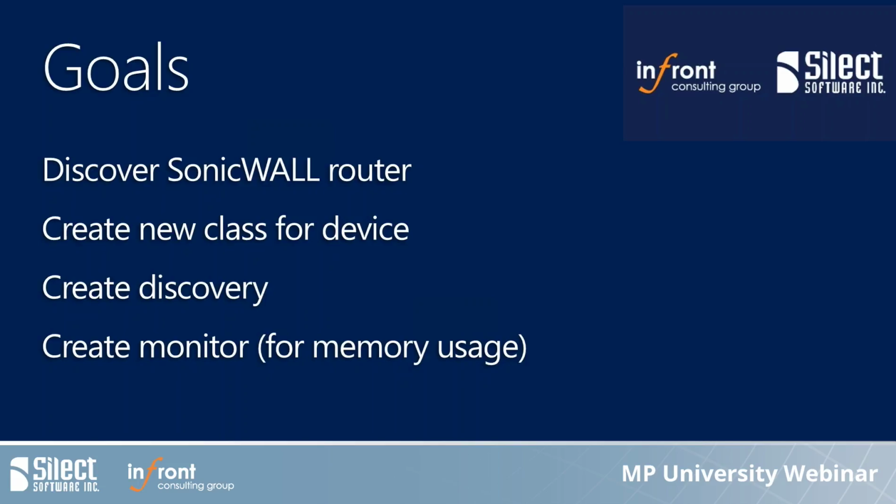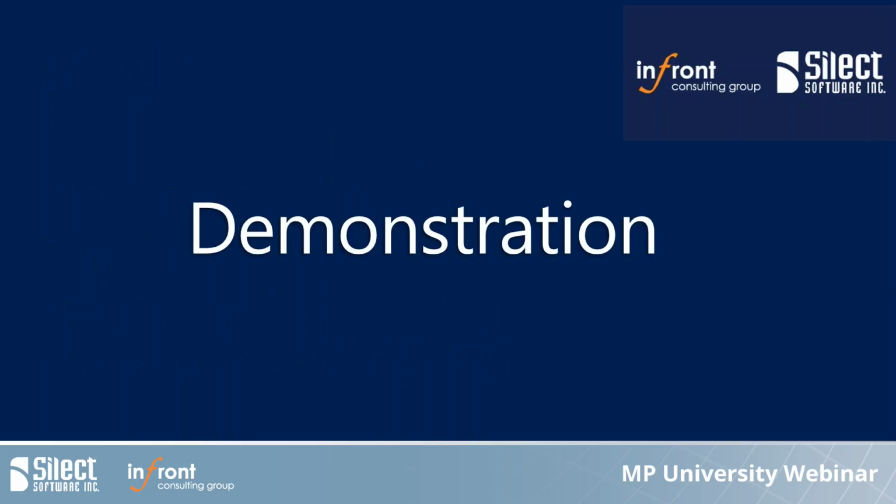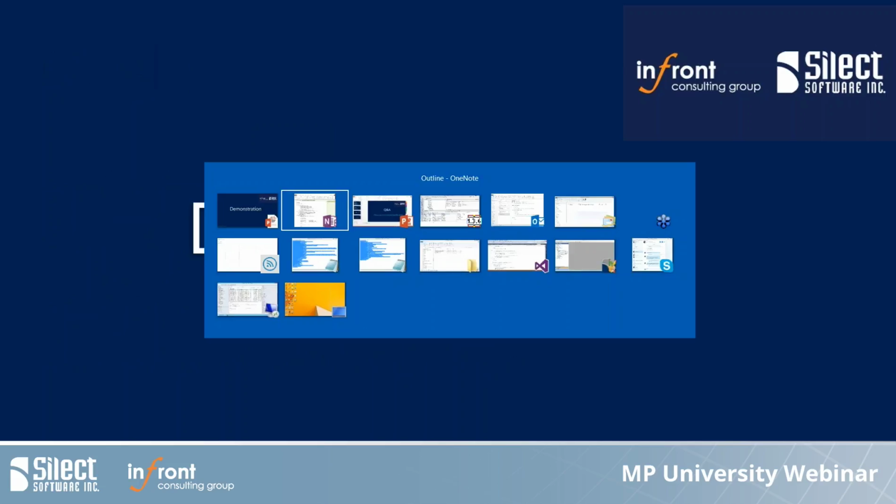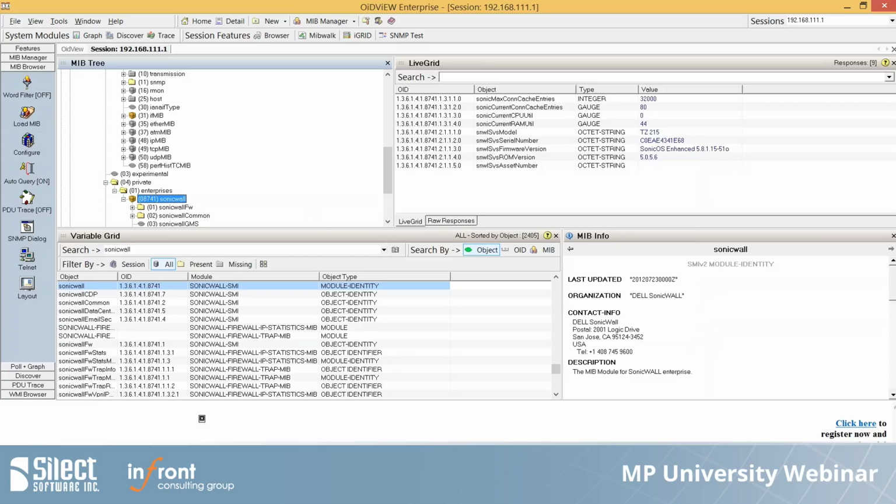Then we'll create the discovery so that we actually find this class we just defined. And then we're going to create a monitor. And in this particular case, we're going to look at the memory usage of this device, and we're going to raise an alert if it's over a particular threshold. So let's get on to our demonstration.